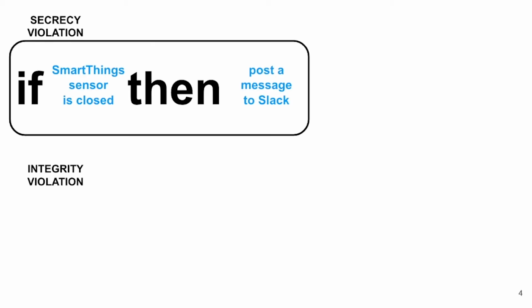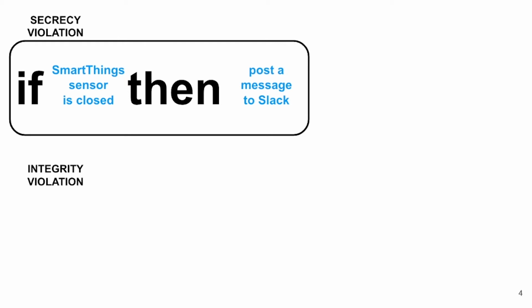For example, in the rule, if SmartThings sensor is closed, then post a message to Slack, the SmartThings sensor, which might be attached to my mailbox or my front door or somewhere even more private, would leak information to people on Slack whenever it's closed, even though the people on Slack probably wouldn't be able to see it for themselves when the sensor is closed. This is a secrecy violation.